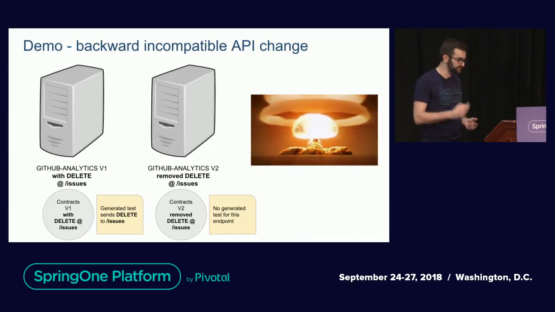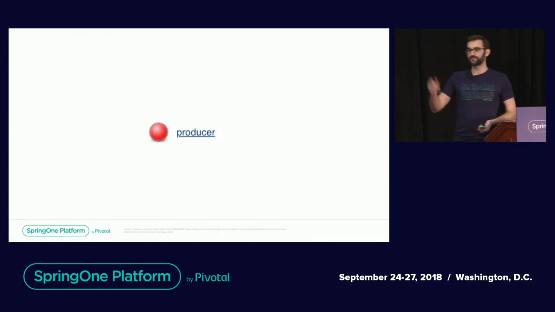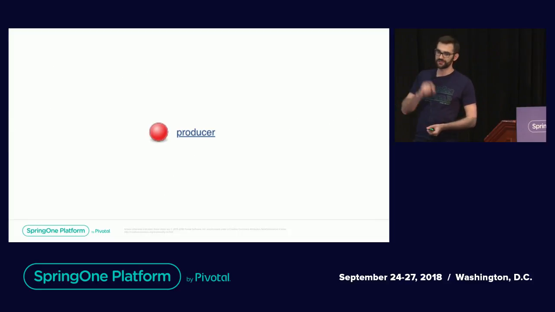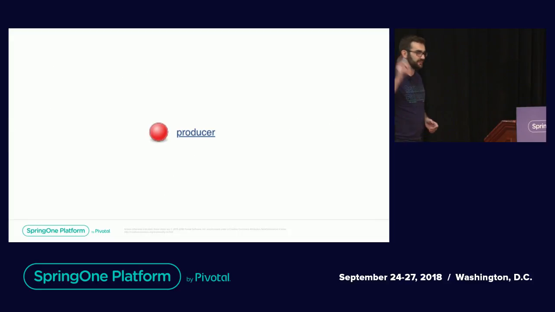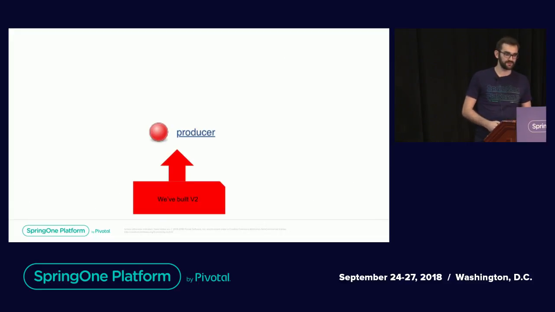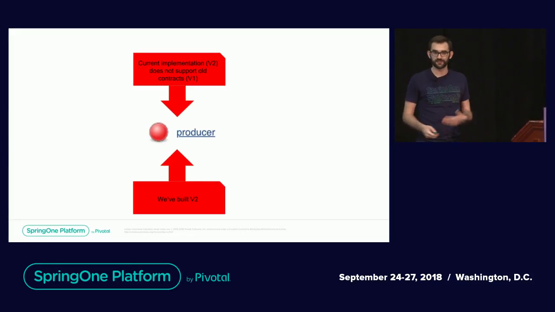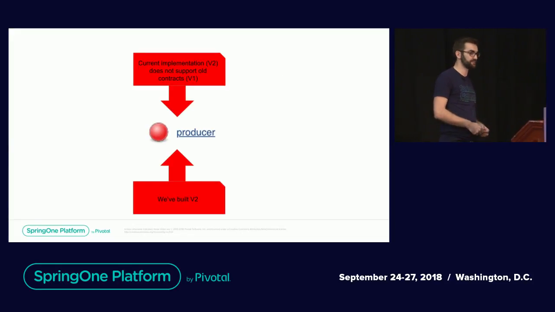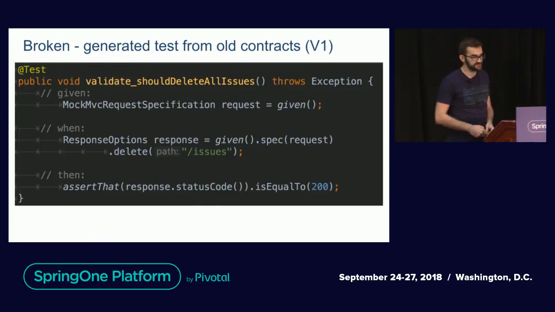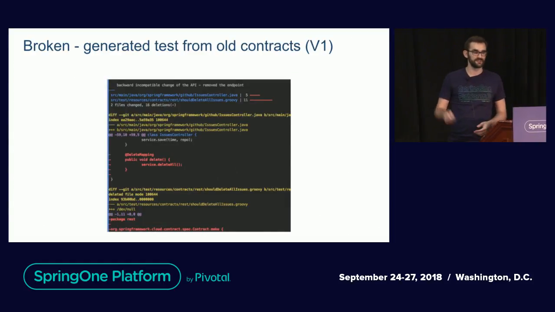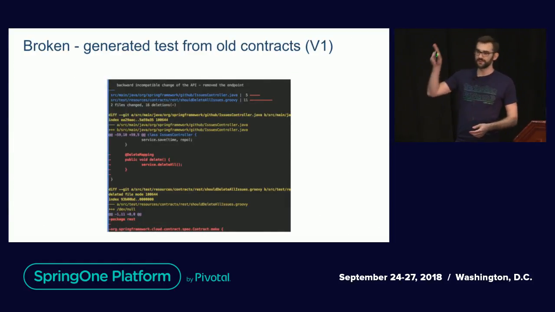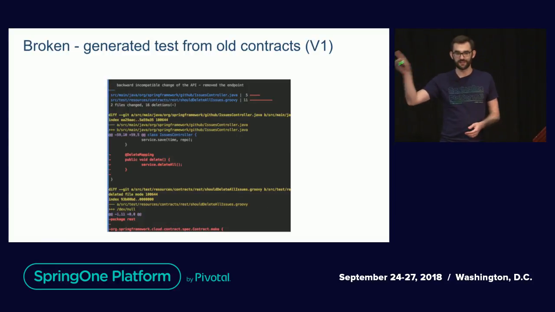And that's absolutely what's going to happen. So if the producer tries to do a breaking change of the API, the build will be broken. The producer will not go to production. Because we're trying to build V2, but we don't support contracts of the version currently in production, which is V1. So this test will be generated from old contracts, but it's going to break because we have removed the endpoint from our code.